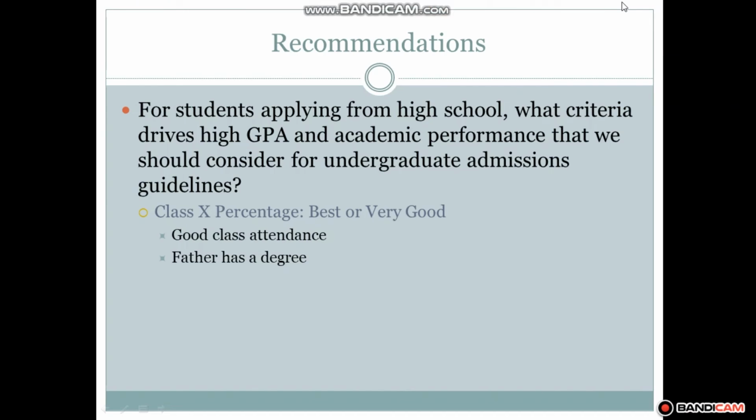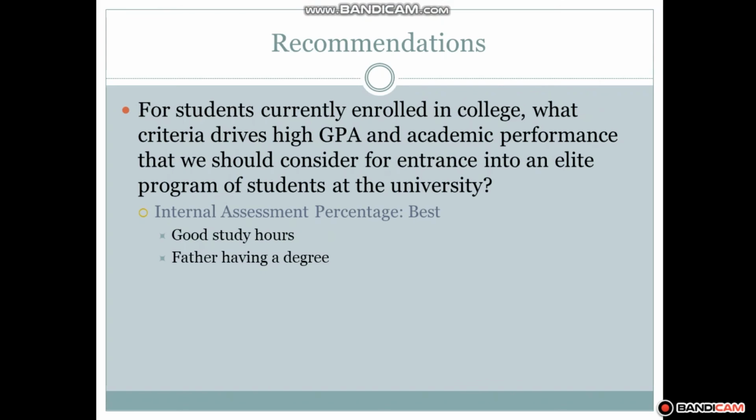To conclude, we'd like to go over recommendations for the university. For students applying from high school to the university, the undergraduate admissions should look at Class X percentage being best or very good, which is driven by good class attendance and the father having a degree. For students currently enrolled at the college looking for entrance into the elite program, the university should look at students that have an internal assessment percentage of best, which is driven by good study hours from the student and their father having a degree.